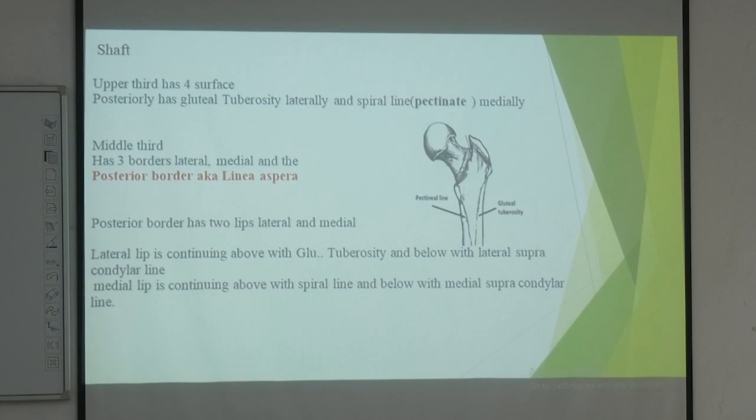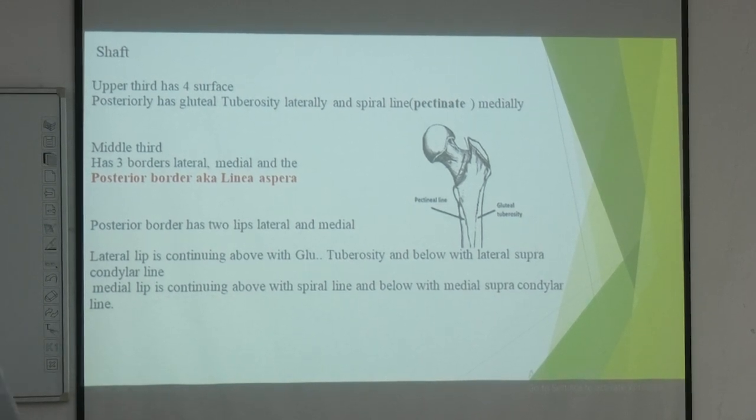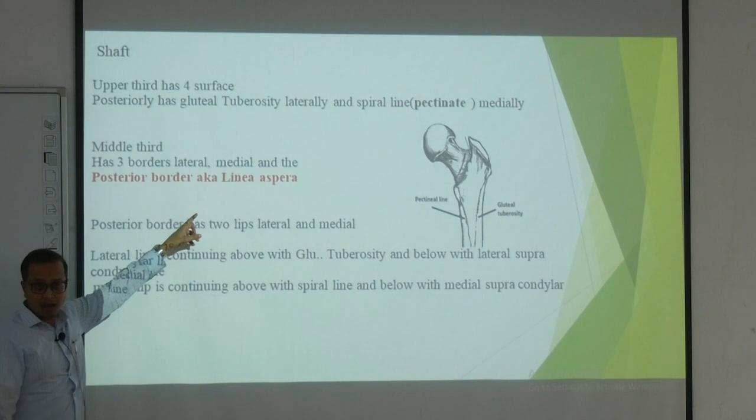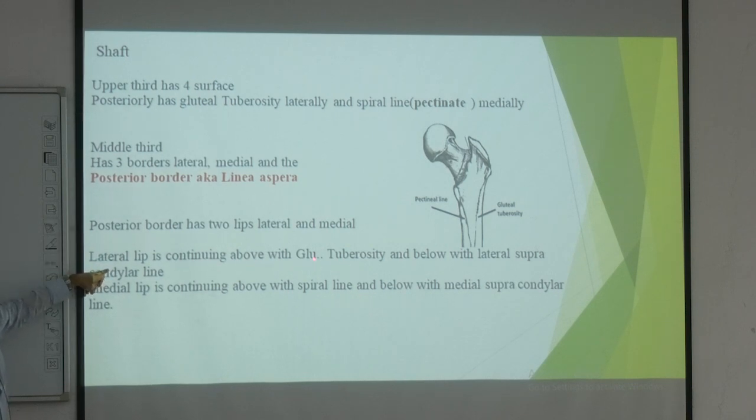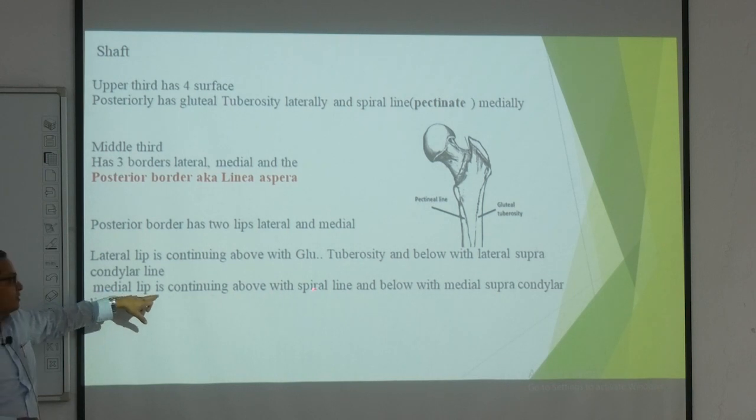So in the middle third, the prominently present feature is the posterior border, also known as the linea aspera, with two lips: lateral lip and medial lip. The lateral lip continues above by the gluteal tuberosity, and below by the lateral supracondylar line. The medial lip continues above by the spiral line, also known as the pectineal line, by the pectineus muscle, and below with the medial supracondylar line. So this is what covers everything on the linea aspera.